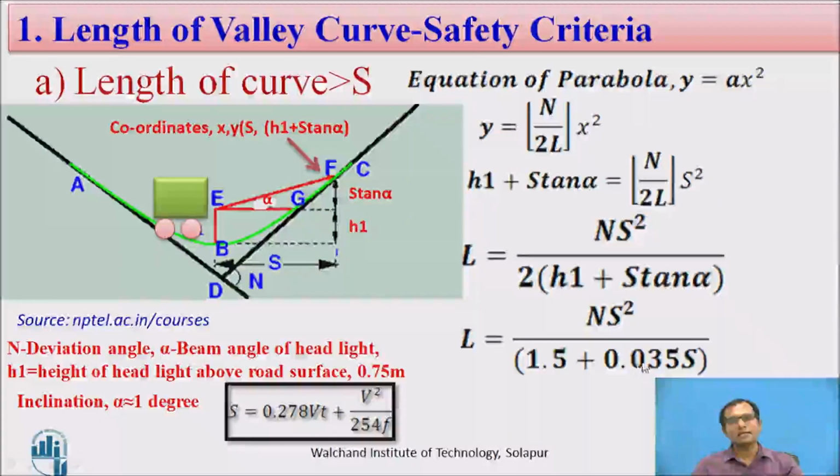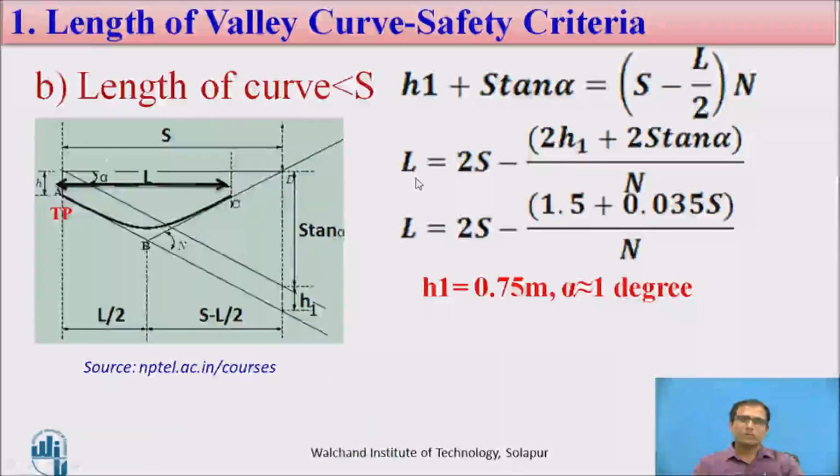If the stopping sight distance is required to be calculated, we know how to calculate it, that is 0.278 vt plus v square upon 254 f. In this case we are neglecting the slopes on either side. So neglecting the slope, we need to calculate the stopping sight distance. So this is the equation when the length of the curve is greater than s. Second one, when the length of the curve is less than s.